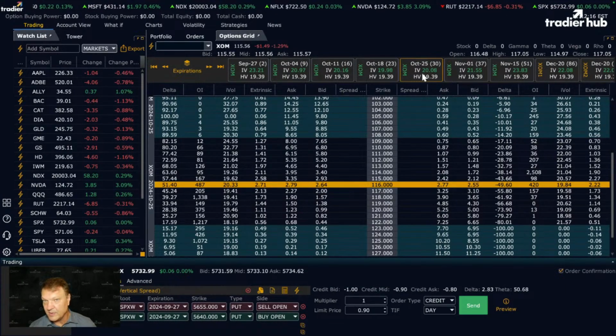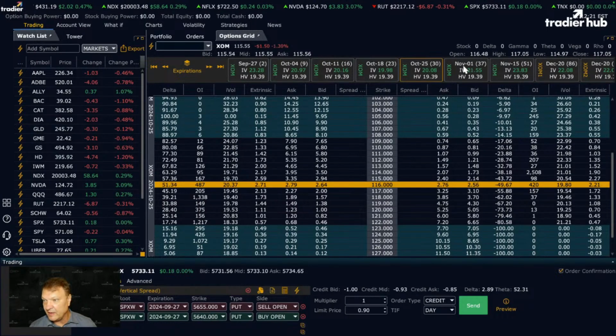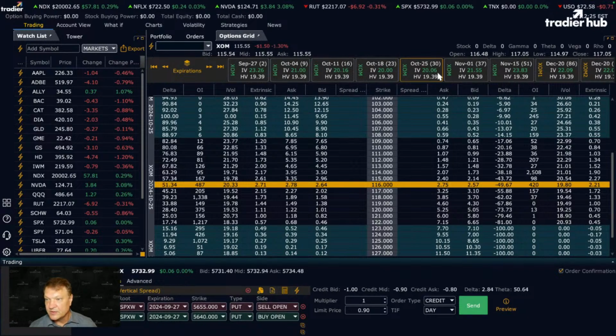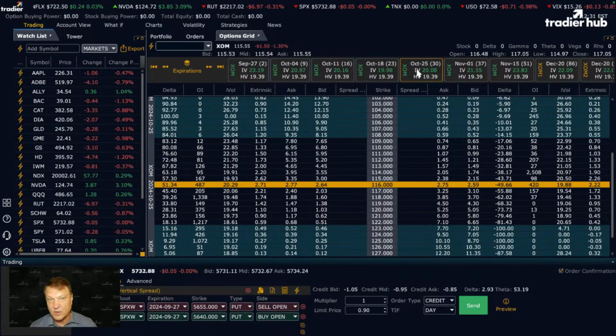And you can see a little bit of a spike in implied volatility. You're at 20 here, and November 1st, you're at 21. Then you go to 23, 22. So implied vol is starting to creep up after that earnings report. But right now, we're going to avoid it.